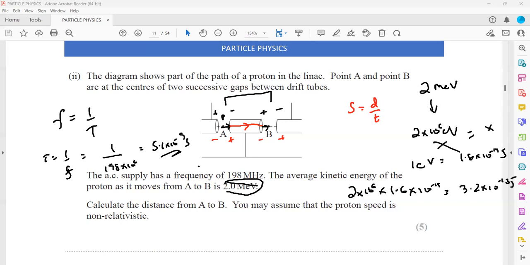After getting this energy in joules, we'll use the kinetic energy to work out the speed. So KE equals half mv squared. We have the kinetic energy, and we have the mass of a proton, which will be given in the exam, 1.6 times 10 to the power minus 27 kg. Using that, we'll work out the speed. And from the speed, because we want the distance here, distance is speed multiplied by time. The speed will be there and the time we already calculated. So we'll know the distance between A and B.